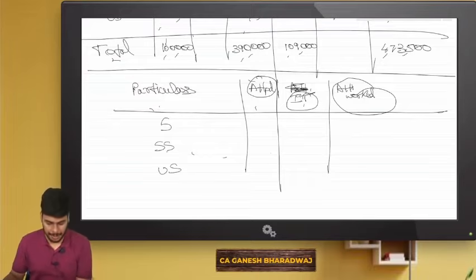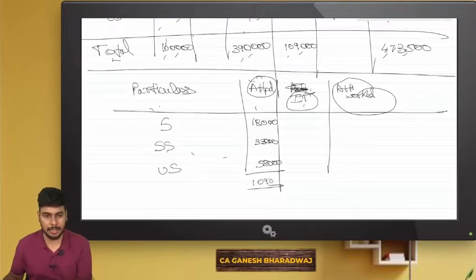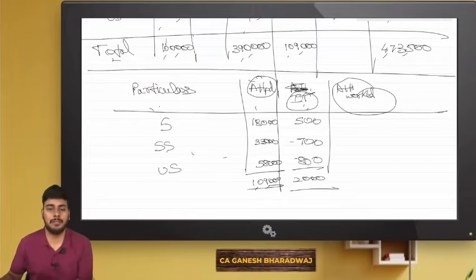Actual hours paid, how much? Just now we did it. 18,000, 33,000, and 58,000. What's the total? 1,09,000. Right, perfect. What's the idle time given? 500, 700 and 800. Fine. So this is a total of 2000 hours.